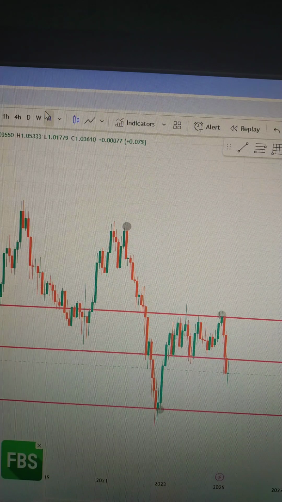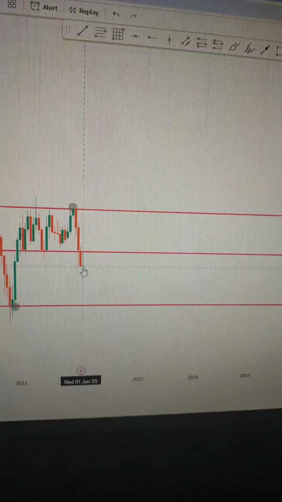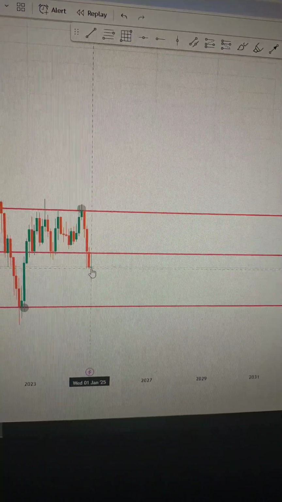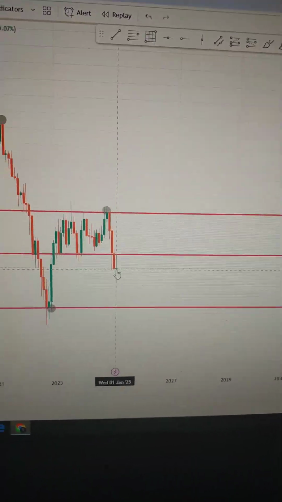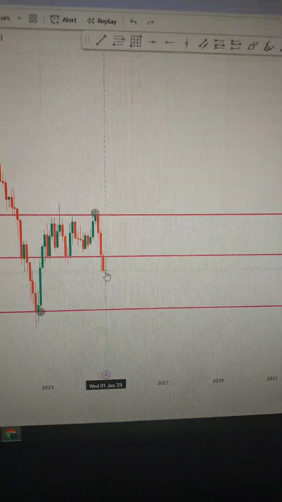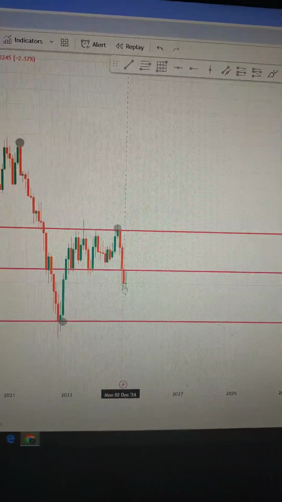We are on the monthly time frame, and this is February, ladies and gentlemen. This is February 1st. No, this is 1st of January. Today is Sunday. Yeah, today is Sunday. That is why it is still reading 1st of January, 25th of January, because today is Sunday. So we are still on the same time frame.